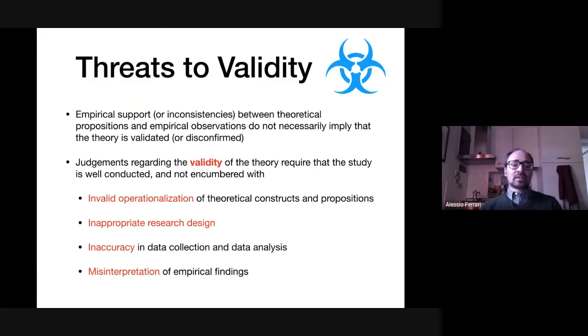Or inappropriate research design. So you may have selected the wrong sample, you may have made mistakes in the data collection procedures, in the data analysis procedures. So you may have made mistakes across the steps, and you need to demonstrate that you didn't do that. Inaccuracy in data collection and data analysis. This is related, of course, to inappropriate research design, and possible misinterpretation of the empirical findings. So what you found was actually clearly linked with the data, and you didn't make any wrong interpretation.